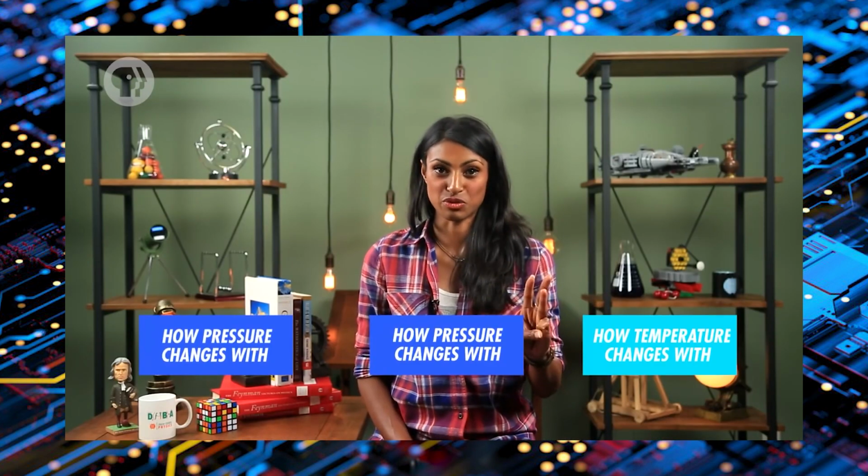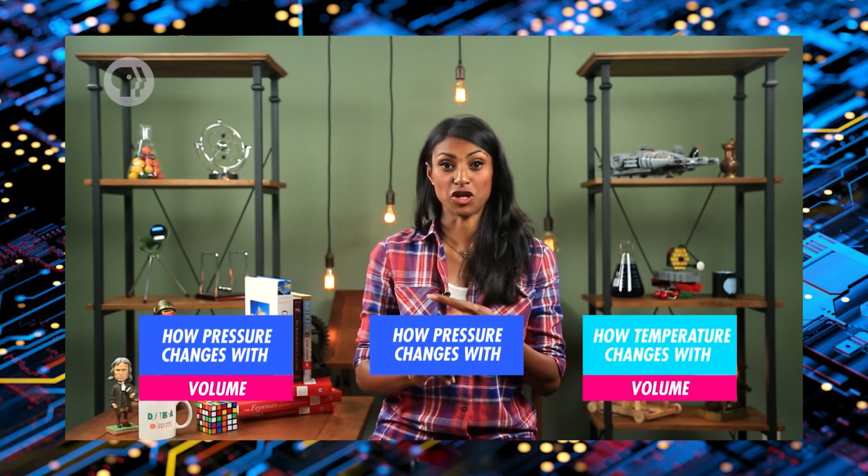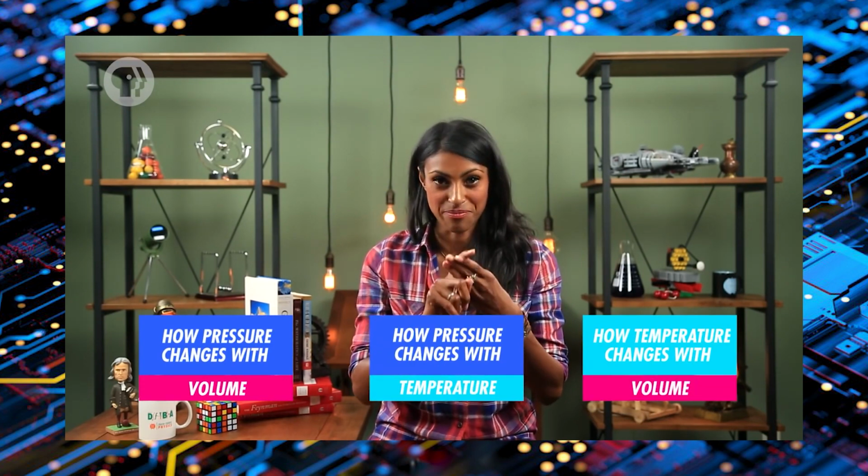The ideal gas law includes the 3 basic laws we just talked about: how pressure changes with volume, how temperature changes with volume, and how pressure changes with temperature. But instead of talking about each of those relationships individually, it lets you relate all 4 properties of a gas, including how much gas you have.